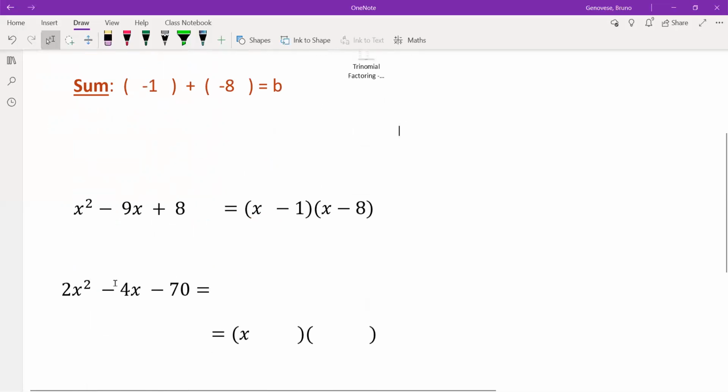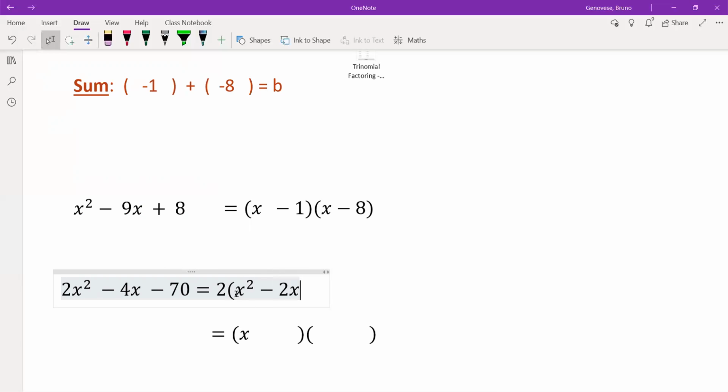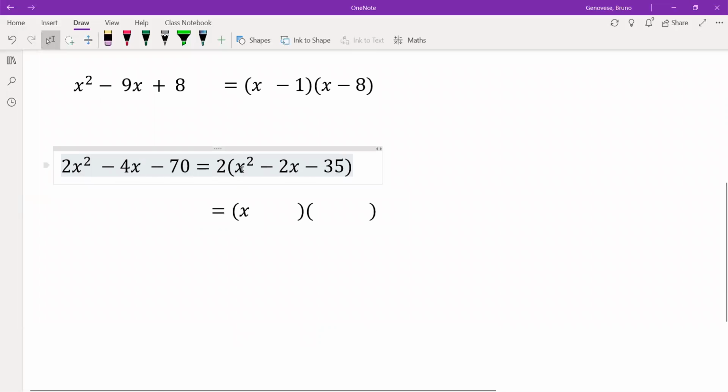Okay, so one more example. Here, you notice the a value is not 1, but in this situation, we can make it a 1 because there's a greatest common factor. How do we know? Well, I can take the 2 and divide it evenly into 4 and evenly into 70, which gives me 2 bracket x to the power of 2, take away 2x, take away 35. So what I essentially did there is I common factored the 2 through a division process.